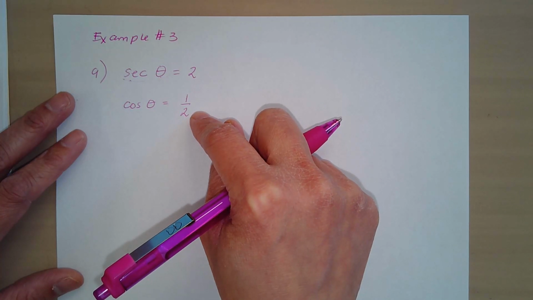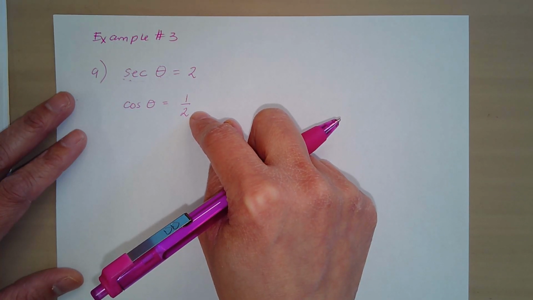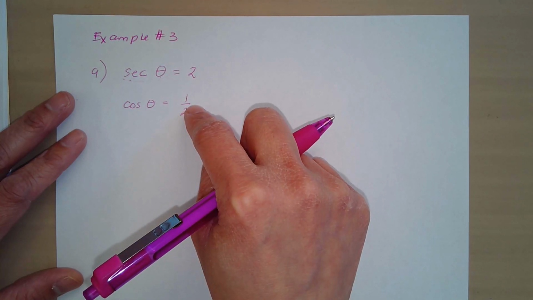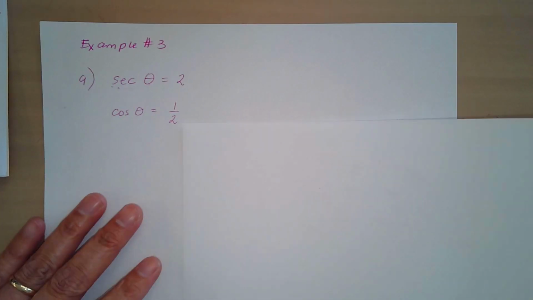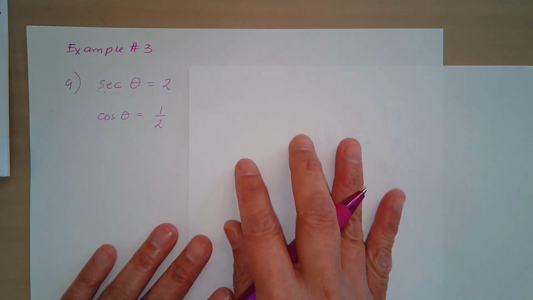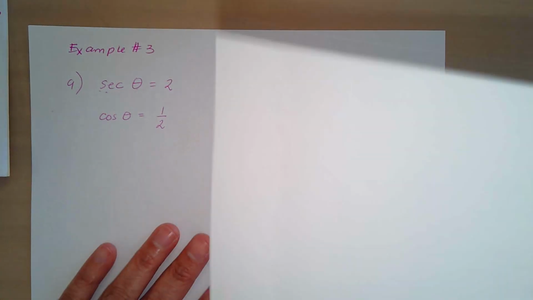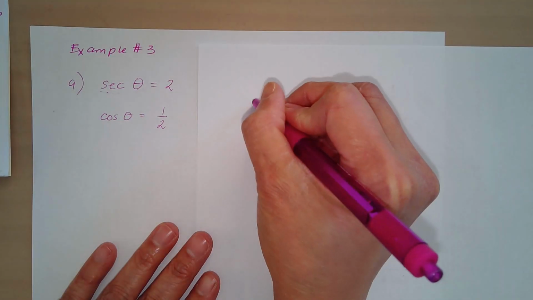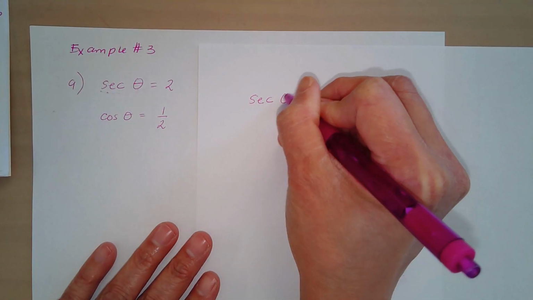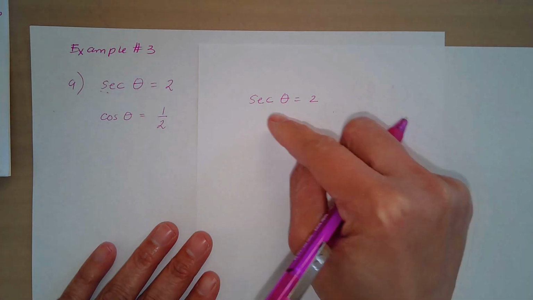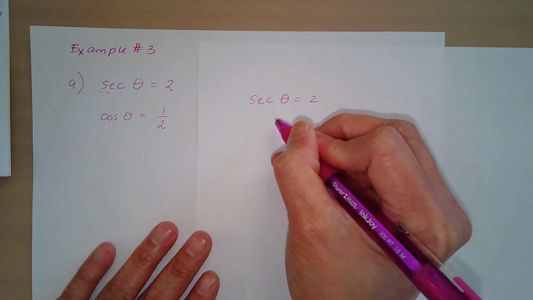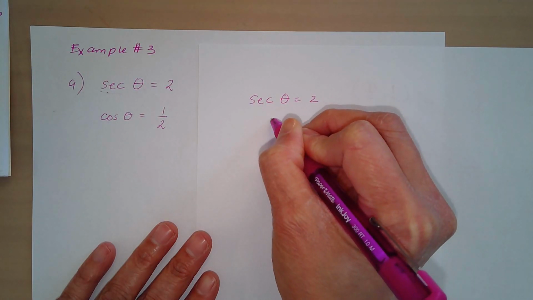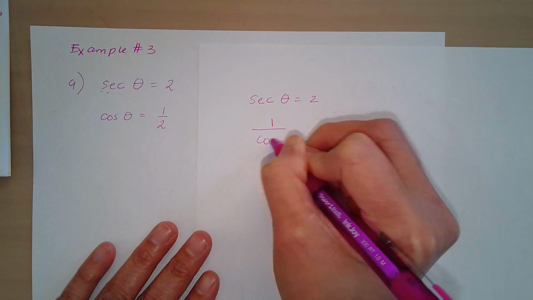You want to see it? The long cut? Are you convinced already? I think I can see it, but I don't know. You think you can see it, but you don't know? Okay, let's see it. I'm going to go on a separate sheet of paper here. Secant theta is equal to 2. We said secant theta is 1 over cos, yes?